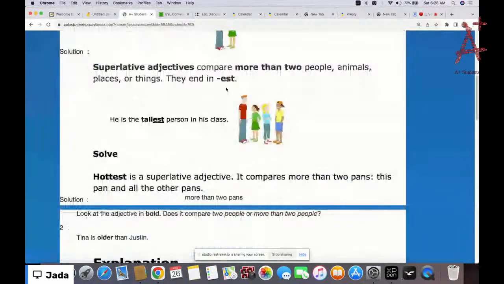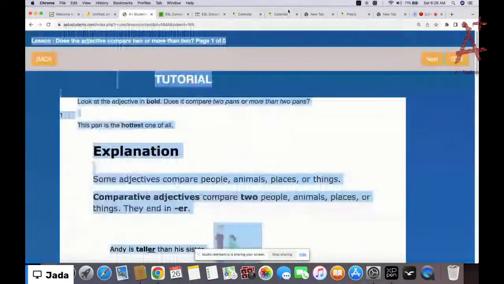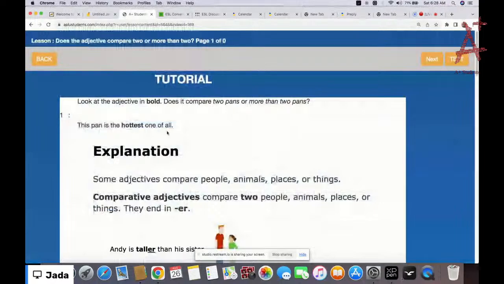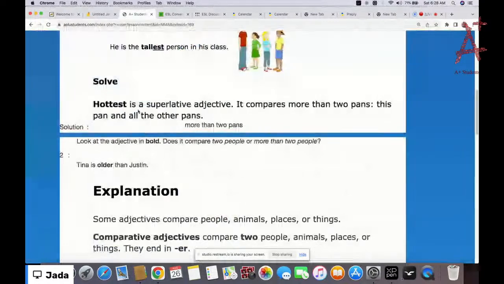And then superlative adjectives compare more than two people, animals, places, or things, and they end in est. So once you see the est, you know that it's comparing more than two. Okay. So this pan is the hottest one of all. Hottest is a superlative adjective. It compares more than two pans. Okay. Once you see er, note that it's comparative, and est, it is what? Superlative.